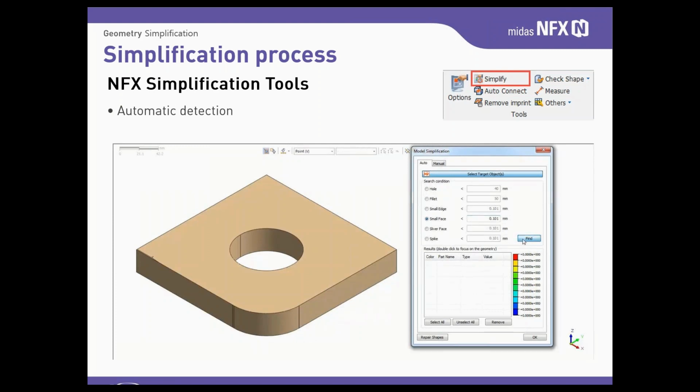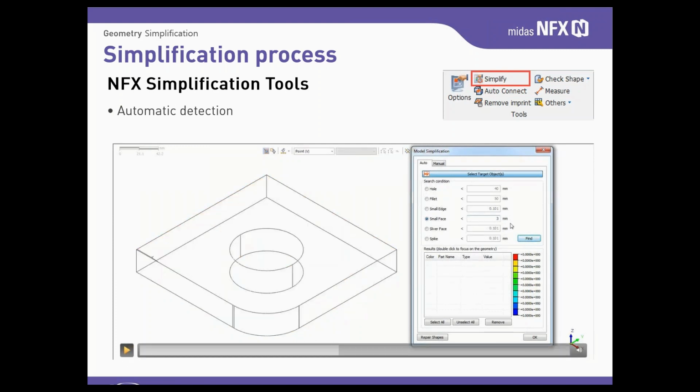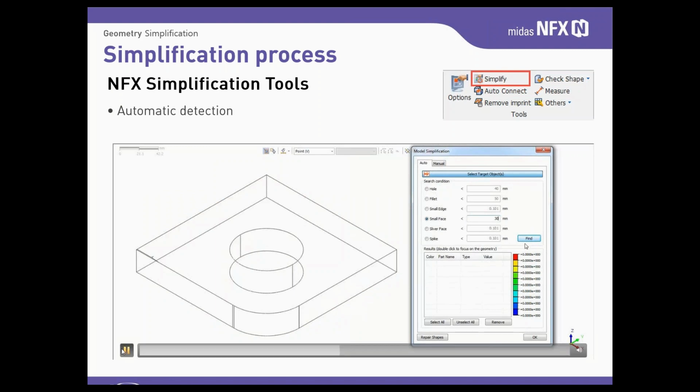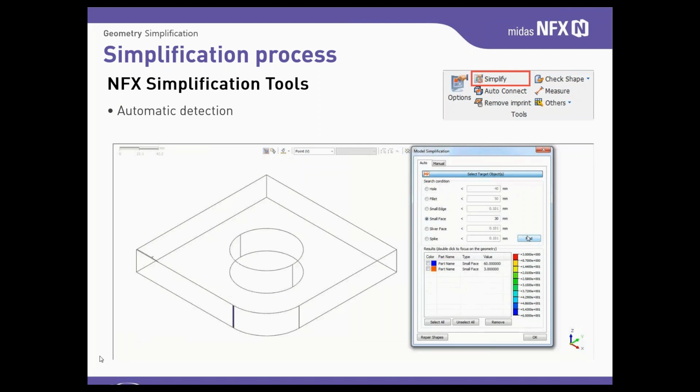Small face. One more time, small face is the length of the longest edge of the face. So we have a small face there, but let's say according to my criterion, the thickness of the solid is 30 millimeters. This is why I'm capable to see it. Okay.